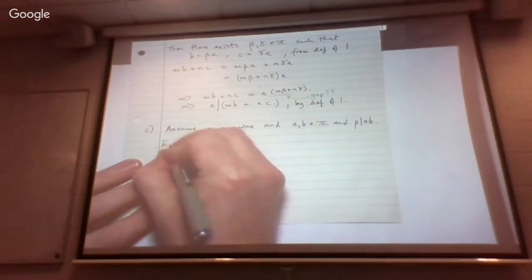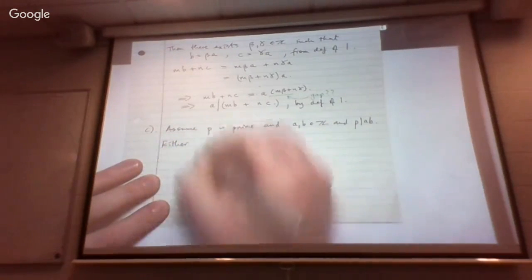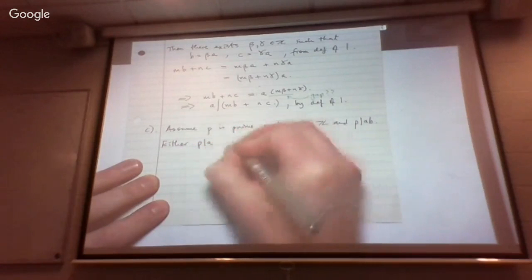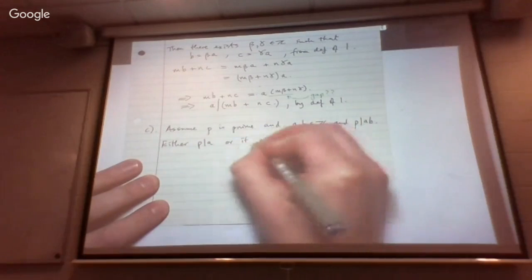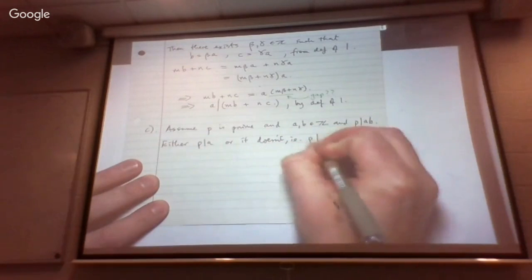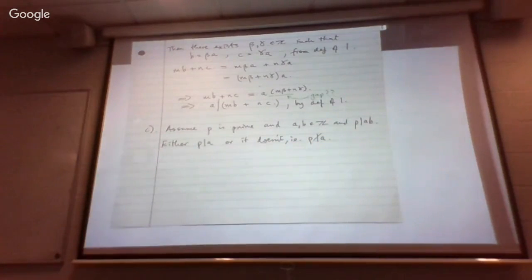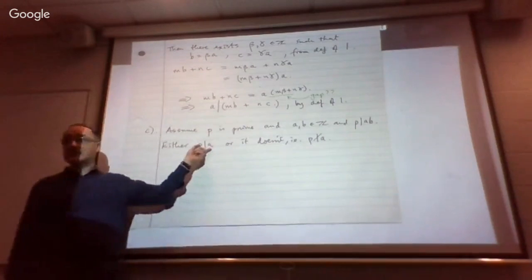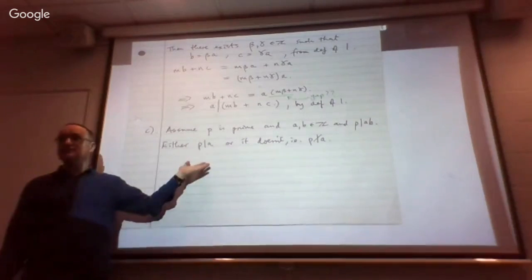First of all, we just remark, either P divides A or it doesn't, i.e., P does not divide A. That's pretty clear. It's a statement. Statements are either true or false. P divides A or P does not divide A. If it so happens that P divides A, then the proof just stops here.